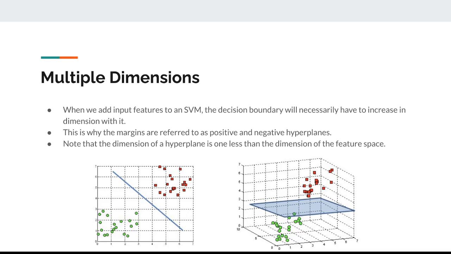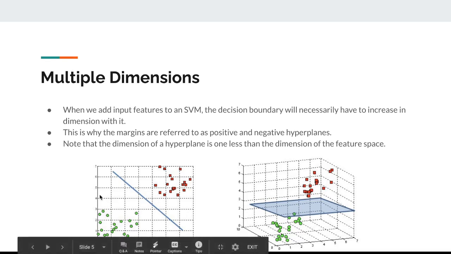So when we have multiple dimensions, however, it gets a little bit more complicated, because if we add more input features to an SVM, so if we're adding more than just the two features, the decision boundary will have to increase in dimension as well. This is why the margins are normally referred to as the positive and negative hyperplanes, because the dimension of a hyperplane is actually one less than the dimension of a feature space.